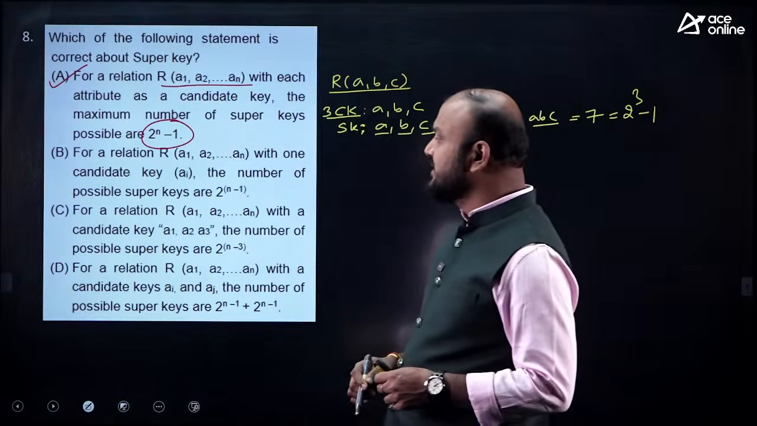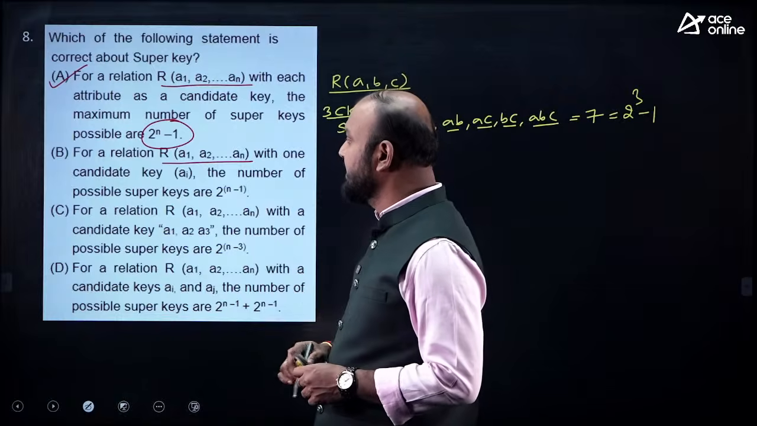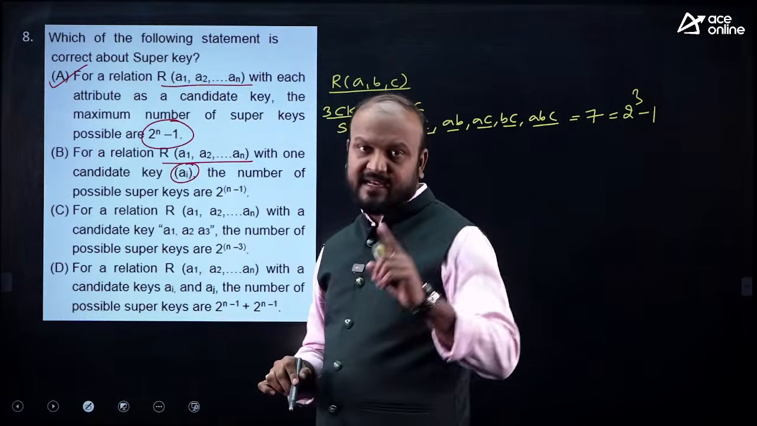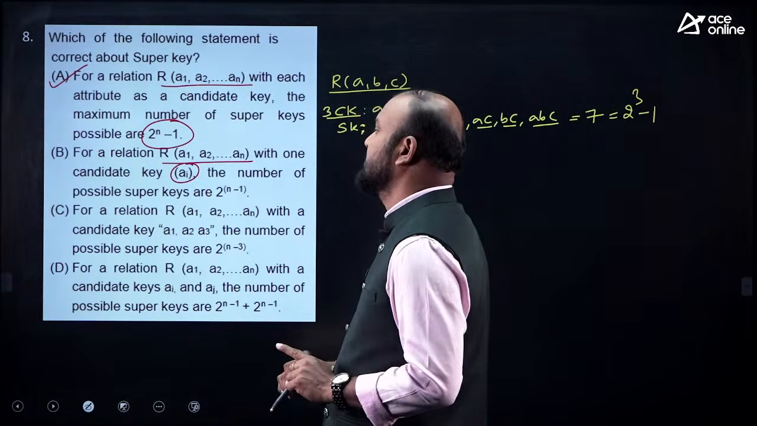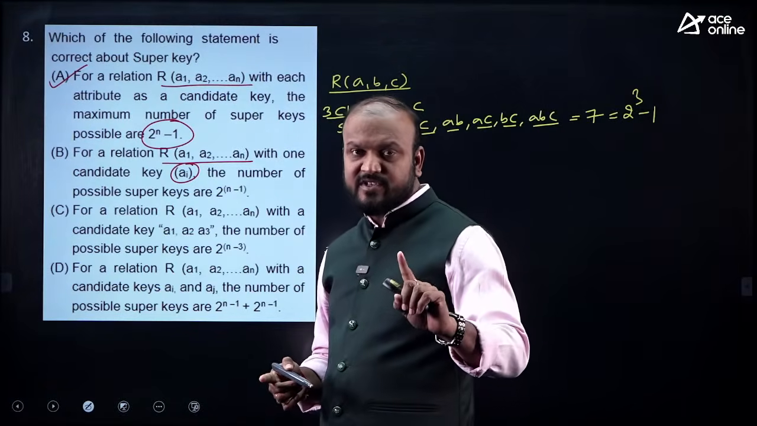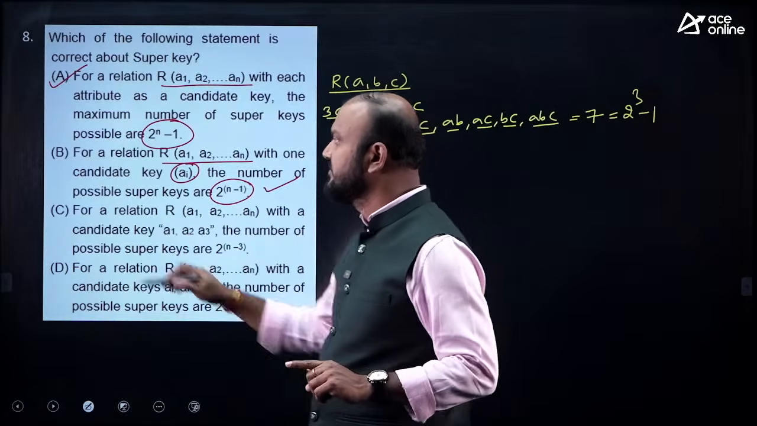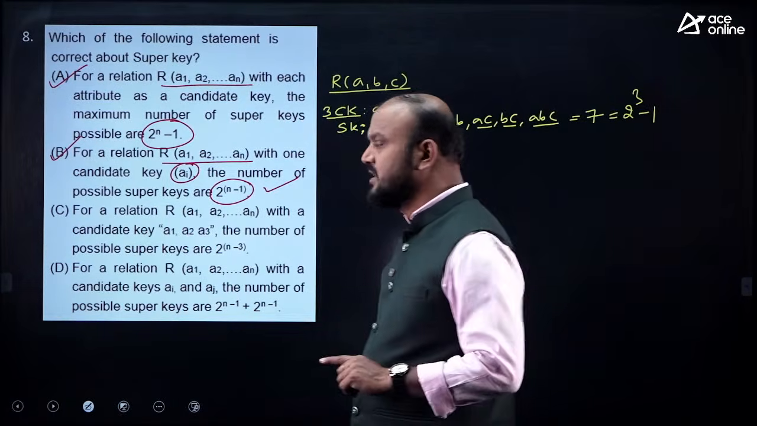Okay, next, the second one. For a relation R of A1 to AN with one candidate key AI, where the candidate key is only one attribute, the number of super keys is 2 to the power of the remaining attributes. If one attribute is a candidate key, the remaining attributes are n minus 1. This is also perfect, so this is also correct.